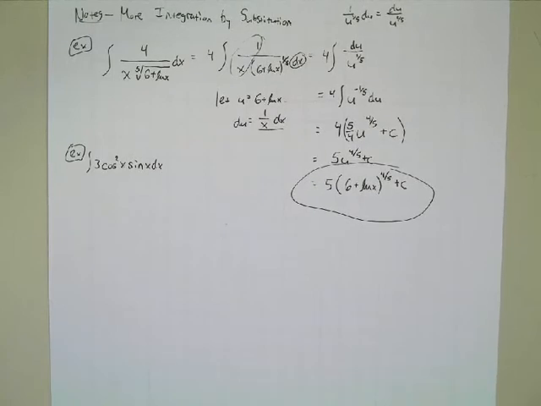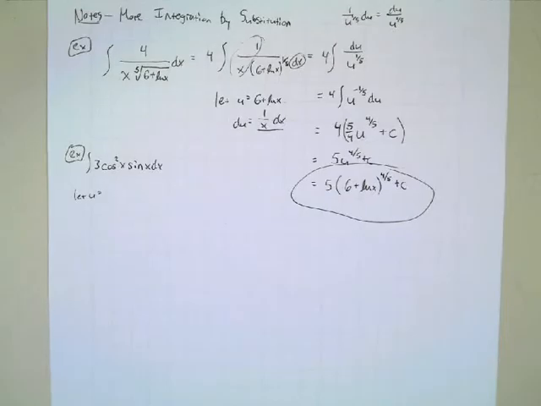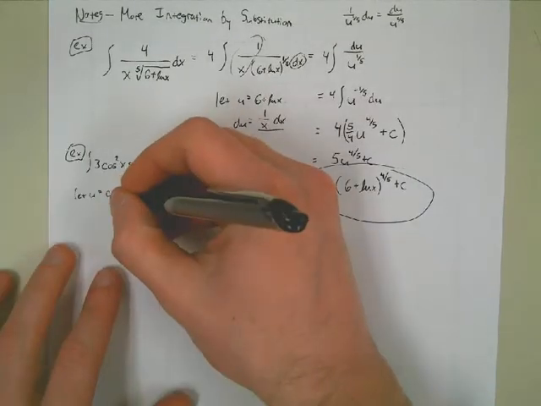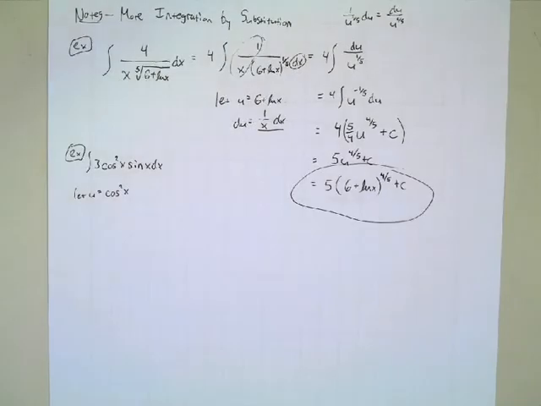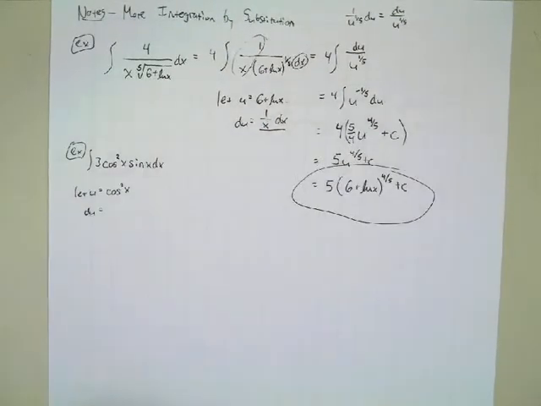All right, Christian. What do we do here? What do you want to let u equal? And it's okay to be wrong. How about cosine squared of x? Okay, let u equal cosine squared of x. So that'll leave our du to be what then? Negative sine squared of x.